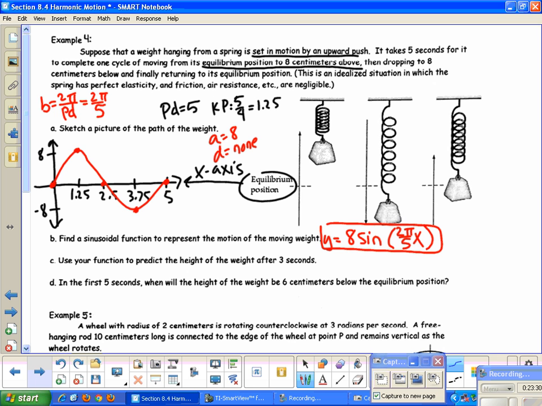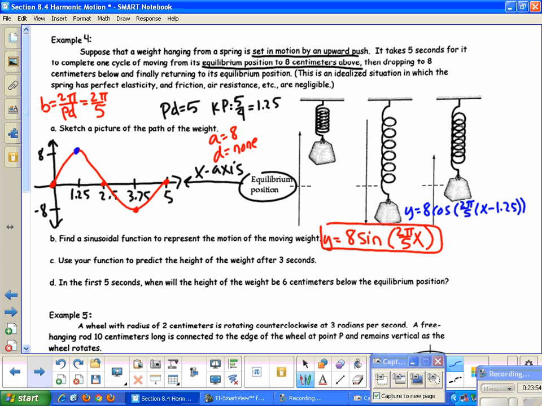If it said to come up with an equation for a cosine graph, which it didn't, I would do y equals, and I would use this point right here. So that would be y equals 8 times the cosine of my b value, 2 pi over 5, times x minus 1.25. That would be the equation for a cosine graph.